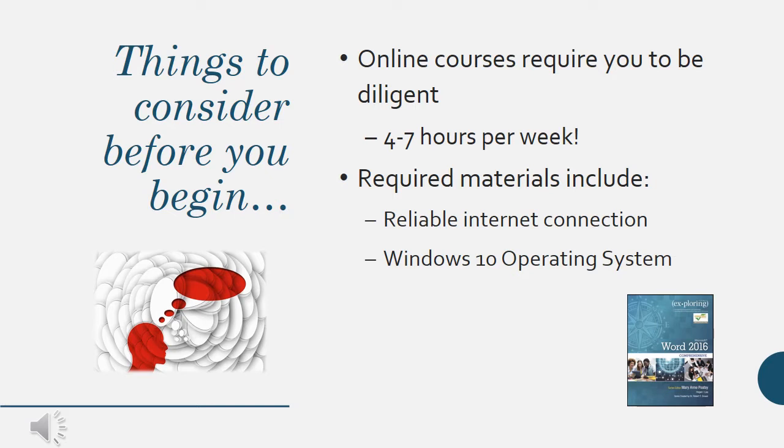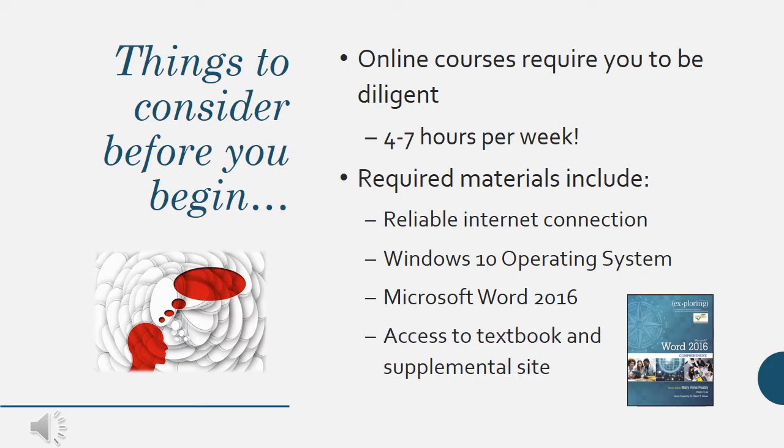Now, another material, Microsoft Word 2016. For those of you who do not have Microsoft Word 2016, and it's got to be that 2016 version, Office 365 will be made available to you for free. That's right, for free. Now that includes Word 2016. Look inside of the Canvas course page for more information on that. Now you'll also need access to your textbook and supplemental site, which means you'll have to purchase your materials, which includes the access code because you'll be using those things every single week.